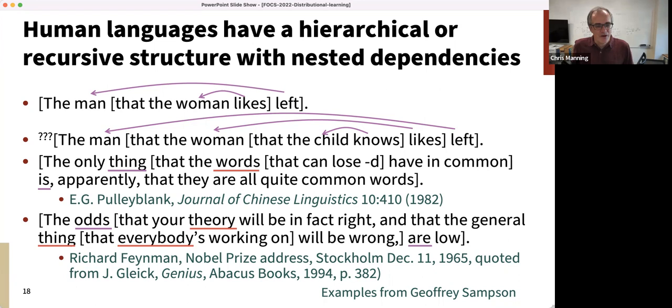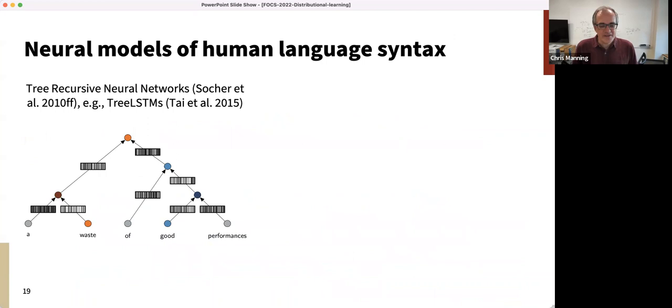And so when I first got interested in doing things with neural networks about 2010, that was the central theoretical thing I was interested in. It seemed like there weren't neural networks that really modeled this hierarchical tree structure of human languages. And so me and several students set about building tree recursive neural networks and later tree LSTMs to try and model that. And that was interesting for what it was worth.